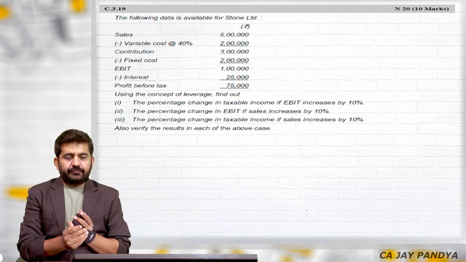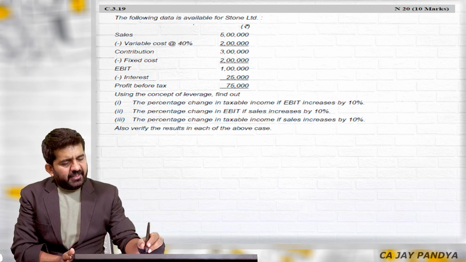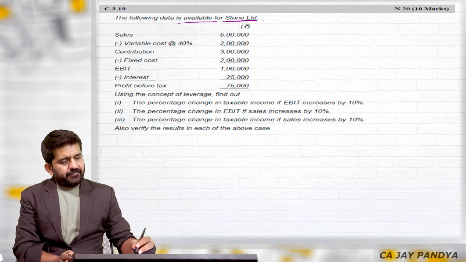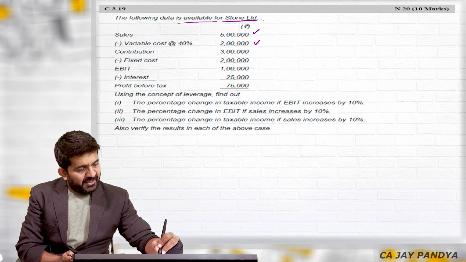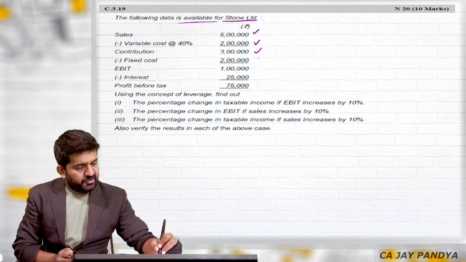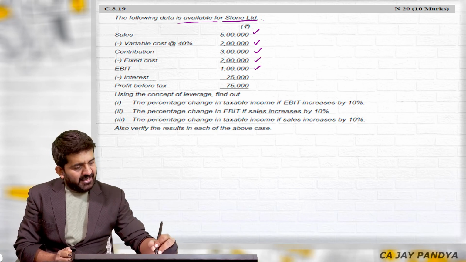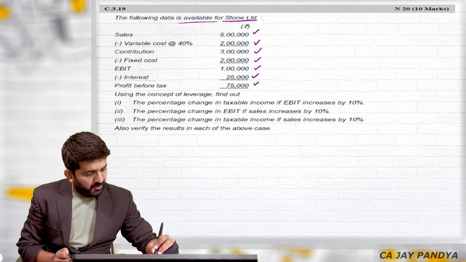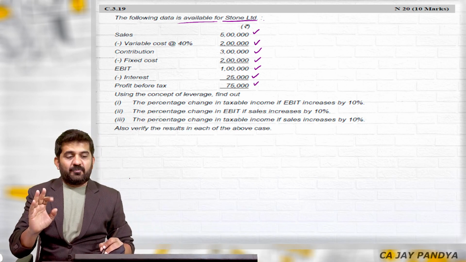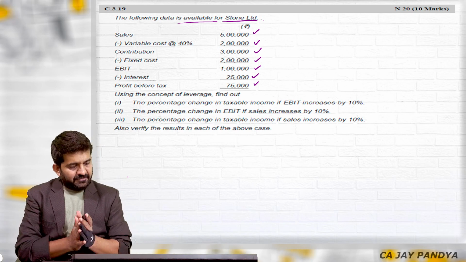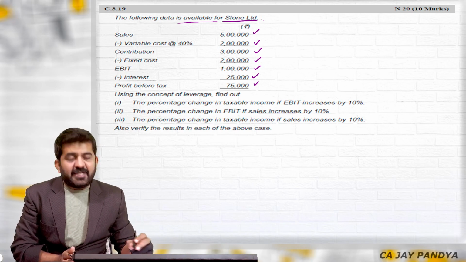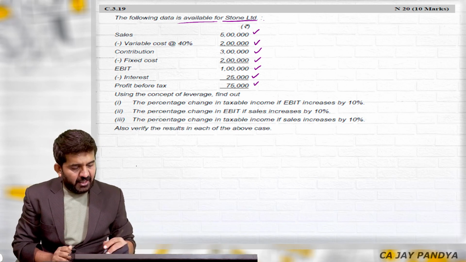Question 19. The following data is available for Stone Limited. Sales is given, variable cost 40% is given, contribution 3 lakhs, fixed cost 2 lakhs, EBIT is 1 lakh, interest is 25,000 and profit before tax is 75,000. So our work is very much less. Using the concept of leverage, find out.